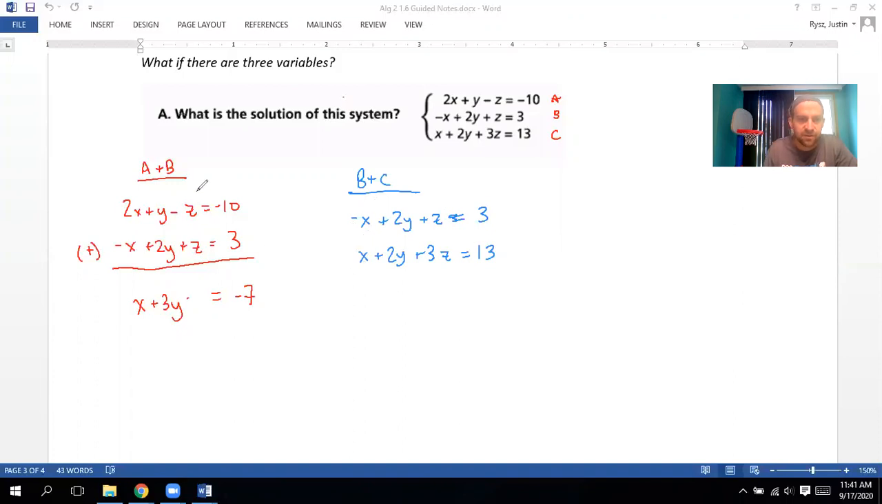But since we got rid of the z's on this problem, we got to get rid of the z's on this one. So what would I have to multiply? I'd have to multiply this one by -3 and get rid of that. So -3 times -x would become a +3x. And then we'd have a -6y for the next part, and a -3z equals -9. And then I'm just going to leave the bottom alone.